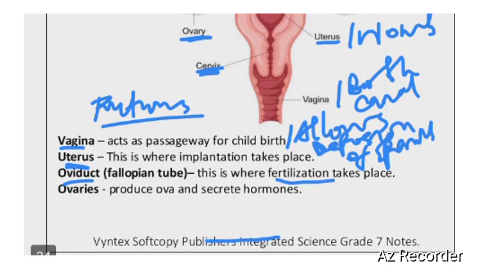Last but not least, we're going to talk about the function of the ovaries, which is to produce ova, the plural of ovum, or eggs, and secrete hormones. And these hormones are progesterone, estrogen, and luteinizing hormone. That marks the end of our lesson.